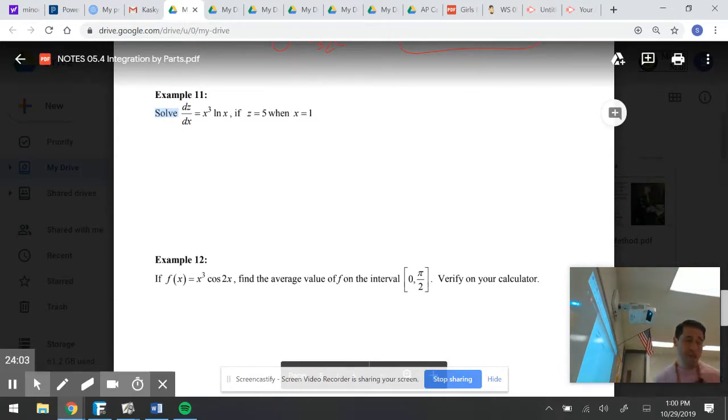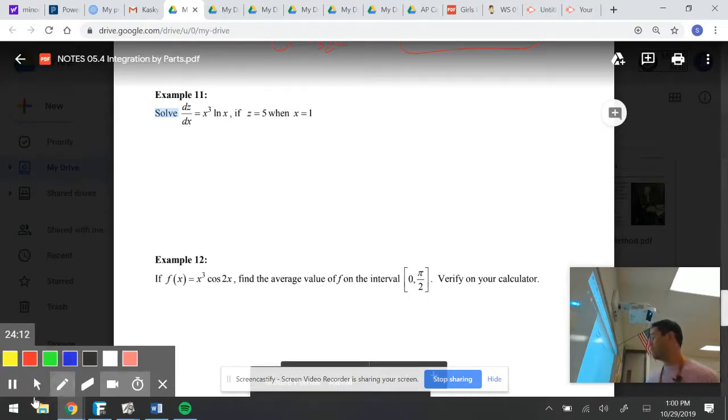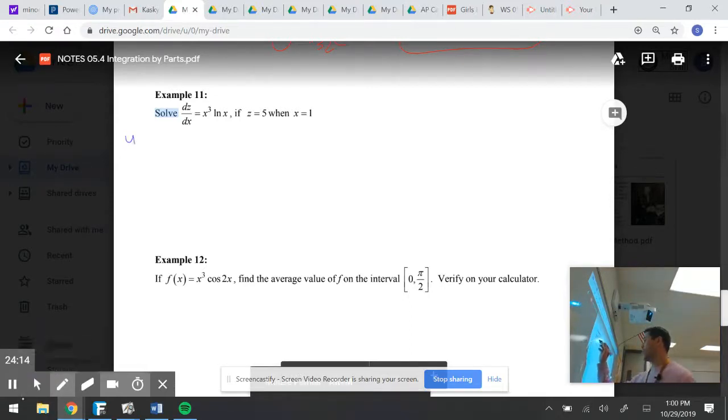11. Now 11, what a great example. 11 is a great example of when the tabular method won't work. And I'm going to show you guys why it won't work, okay? So let's do that in blue over here. Because if I do this correctly, my u has got to be the natural log of x.